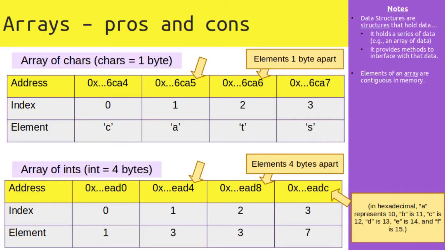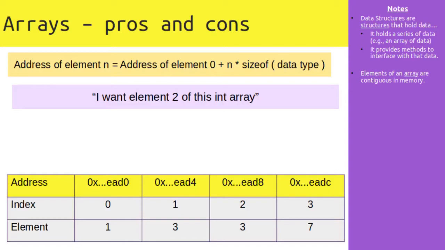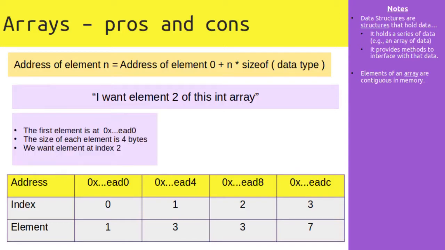So again, the array of chars has each element 1 byte over from the previous. If we had an array of integers, integers are 4 bytes each, so in that case, each address is 4 bytes over from the previous one. As another example, let's say we want index 2 from an array of integers. The first element here is at address D0. The size of each element is 4 bytes, and we want the element at index 2.